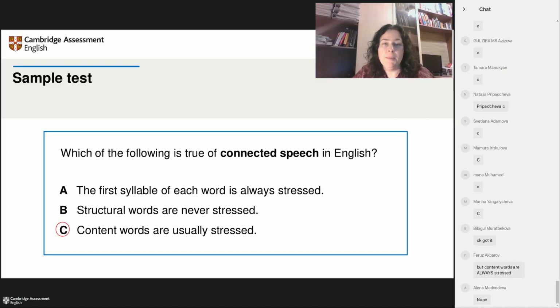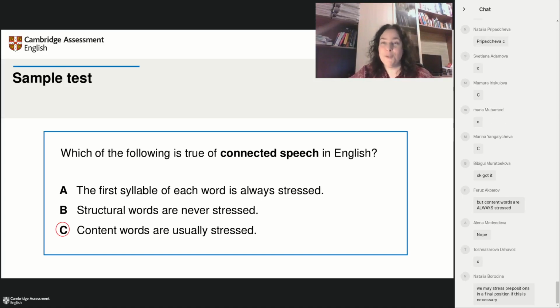Structural words are never stressed. That's a mistake. That can't be accepted as a good answer, because sometimes in emphatic constructions we stress them, right? You are right, yeah, or you do understand, for example, something like that. And A is wrong, because sometimes, yeah, the first syllable is stressed, but sometimes other syllables might be stressed. Yeah, exactly. Yeah, if the preposition is at the end of the sentence, then probably it'll be stressed. You're right. Very good. Okay.